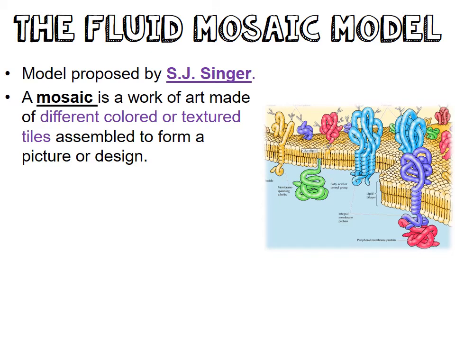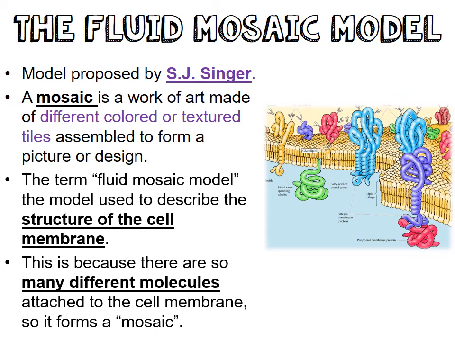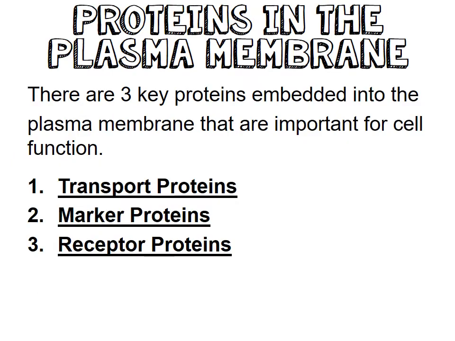The fluid mosaic model was proposed by S.J. Singer, and a mosaic is a work of art made by different colored or textured tiles that are assembled to form a picture or design. Okay, the term fluid mosaic model is just a model used to describe the structure of the cell membrane, and they chose that because there are so many different molecules attached to the membrane, it almost looks like a mosaic because you have this molecule, that molecule, this one here, and this one. You can't forget the lipid bilayer itself, it's just everywhere.